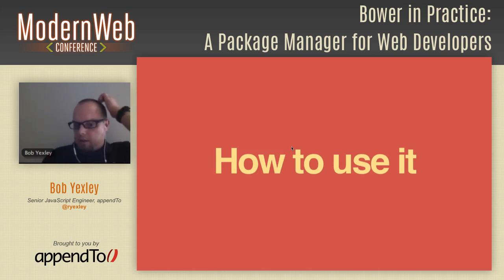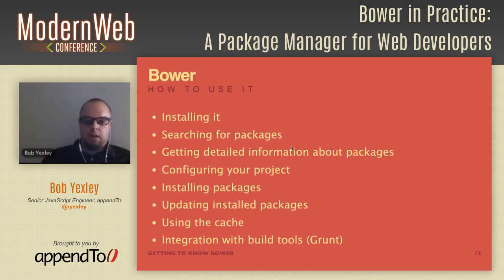So let's talk a little bit about how to use it. We're gonna talk about installing it, how to search for packages, how to find packages that you want to use, getting detailed information about packages, not just ones that are available in the registry, but also the ones that you have installed in your project. We're going to talk about how to configure a project to use Bower, installing packages, updating packages that have already been installed, and using the cache so you can use it when you don't have an internet connection, and then integrating with build tools.